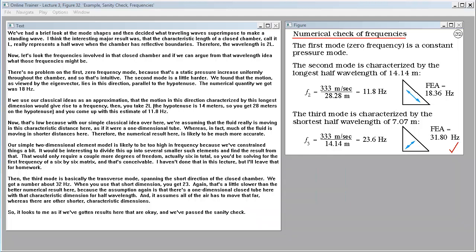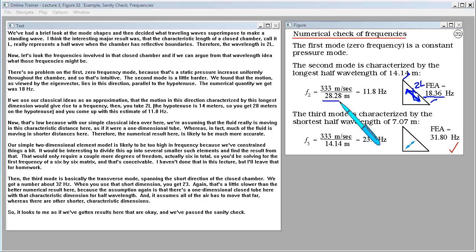There's no problem on the first zero frequency mode because that's a static pressure increase uniformly throughout the chamber, and so that's intuitive. The second mode's a little harder. We found that the motion as viewed by the eigenvector lies in this direction, parallel to the hypotenuse. The numerical quantity we got was 18 hertz. If we use our classical ideas as an approximation that the motion in this direction, characterized by this longest dimension, would give rise to a frequency, then you take 2L, and the hypotenuse is 14 meters, so you get 28 meters on the hypotenuse.